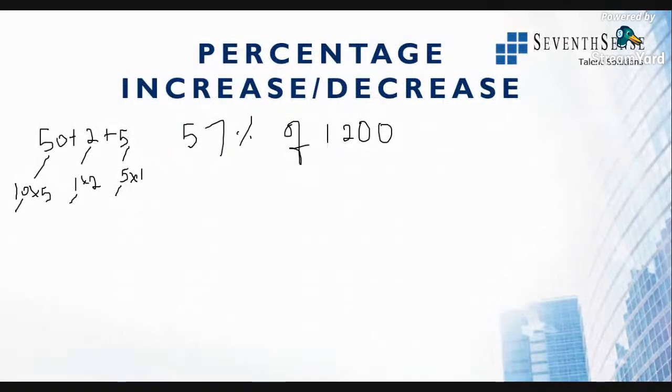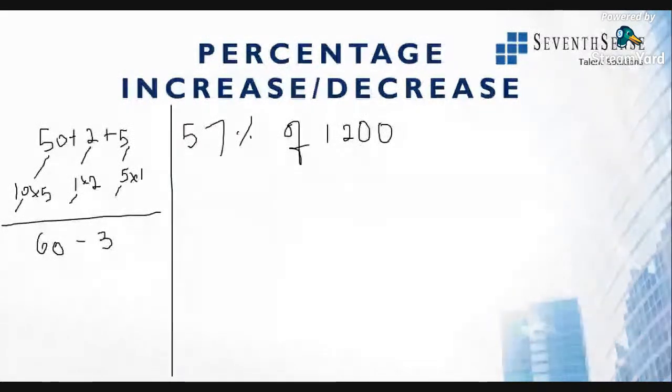Or you can write it as 60 minus 3. 60 minus 3 is 57, right? So you need to know how to do it. I can write 60 as 50 plus 10, so 50 plus 10 minus 3, or you can directly take it as the 10% value into 6 times minus the 1% value into 3 times. So 10% and 1%, we can do in the mind. Whichever you want, you can go ahead.